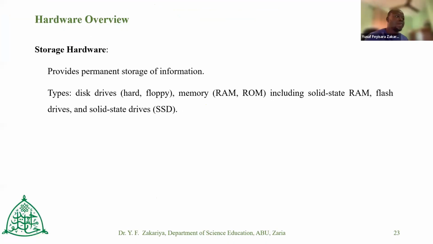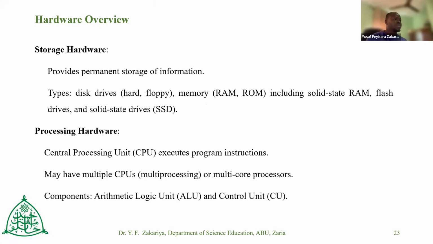There is also the storage hardware. They are used for storing information on your computer, either permanently or temporarily, as the case may be. The types of storage hardware include the disk drives, the hard drive, the floppy disk, and the memory, like the RAM, the ROM, including solid state RAM, the flash drives, and solid state drives, which are used for storing your information.